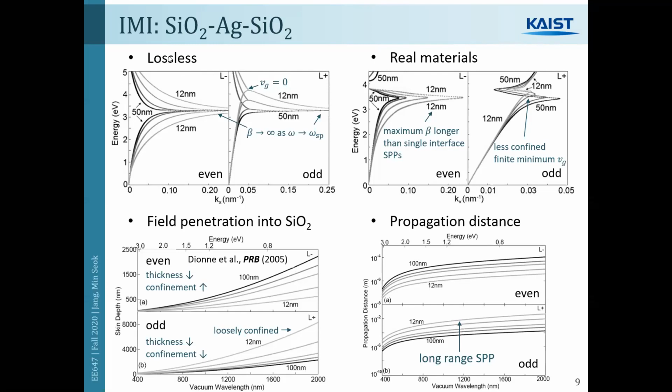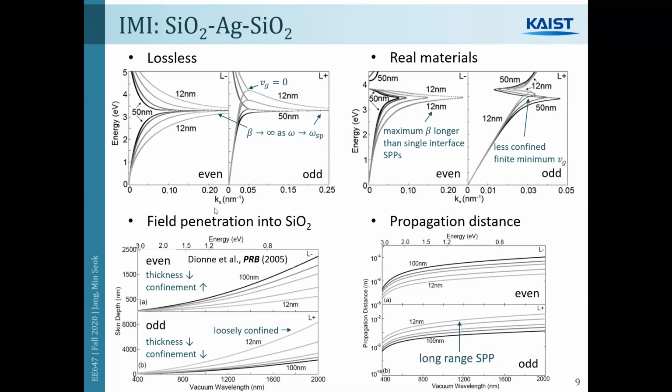So this is the lossless case, okay? Assuming that there's no actual loss in the system. In a real material, if you put in the actual material properties of silver and SiO2, now you have finite loss, the behavior that you saw in the single interface plasmon case. You can see the even mode has a very large k vector, while the odd mode has a relatively small k vector compared to the even mode.